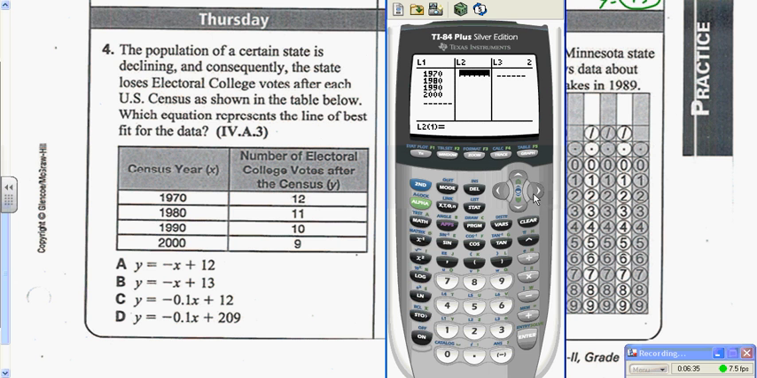I'm going to go to the next list. I'm going to put in the appropriate numbers that match up with each year: 12, 11, 10, and 9.